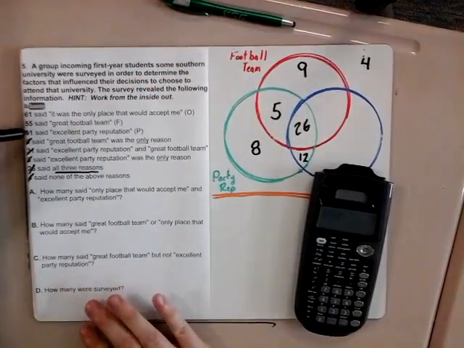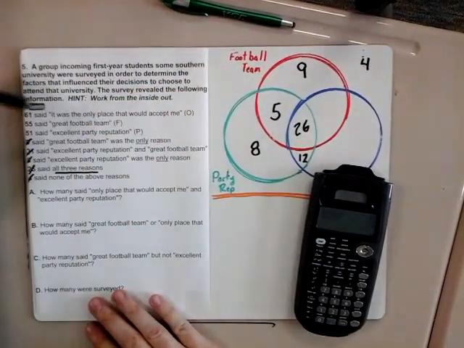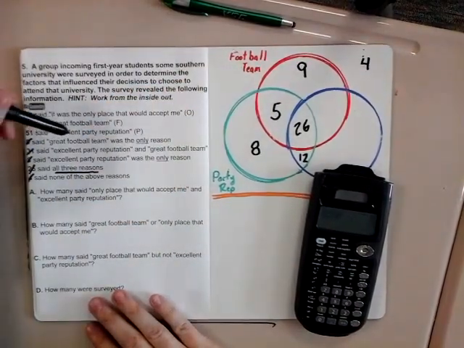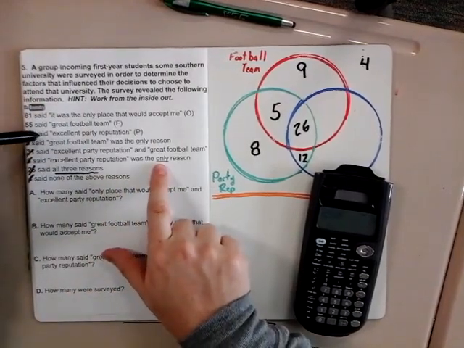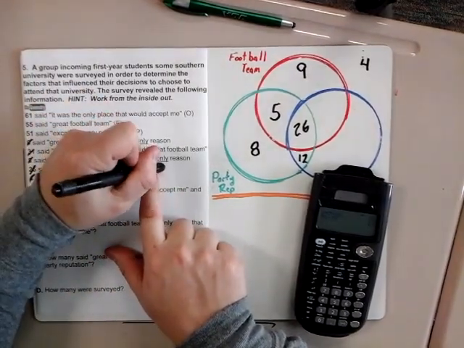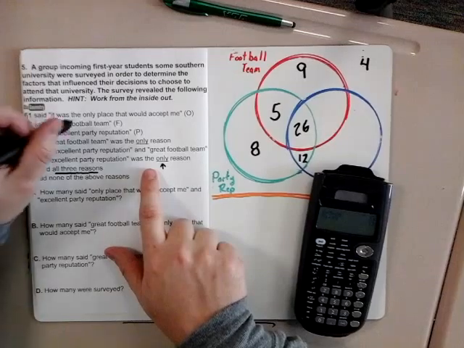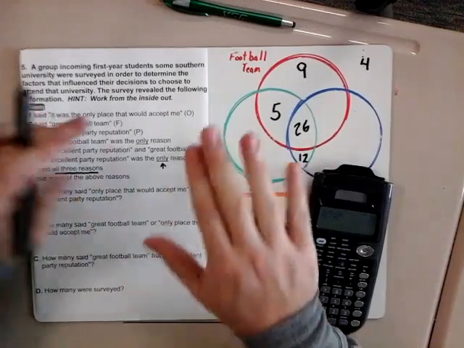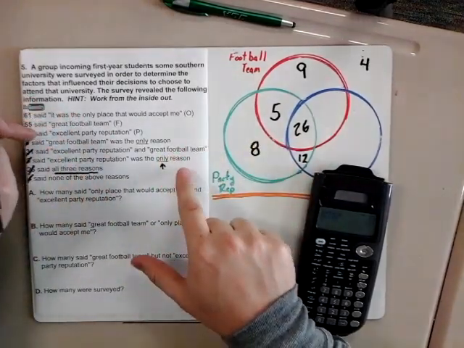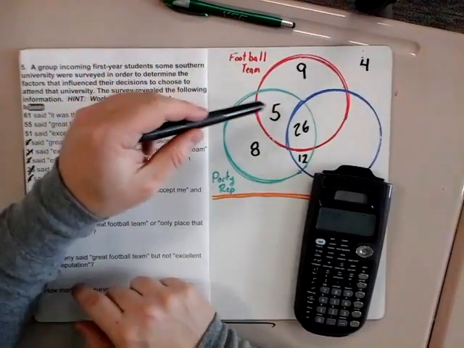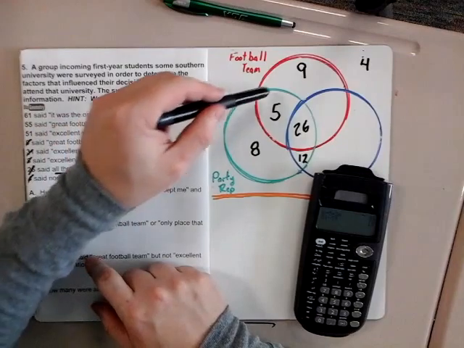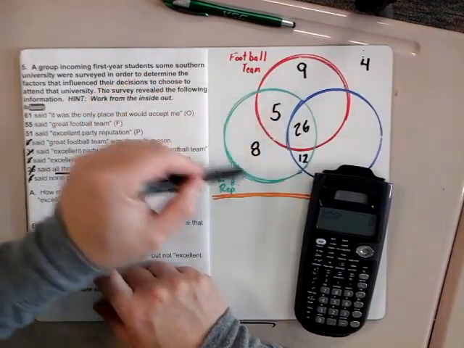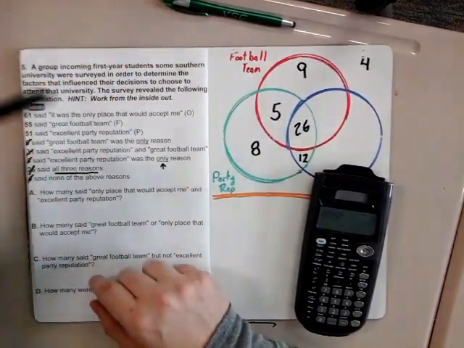So in other words, for this one, I have to make sure that said excellent party reputation. Notice the difference between this one and this one. This one here says only, while this one just says party reputation. Very, very subtle difference to be careful of. And I have to make sure that that 51 is the total of this circle, this green circle here.